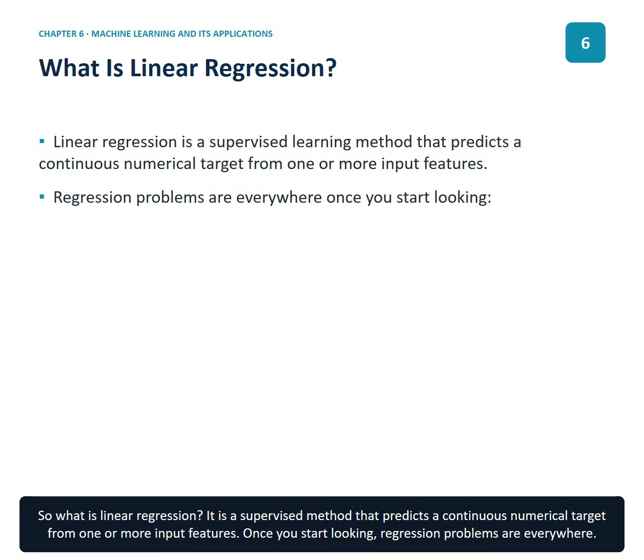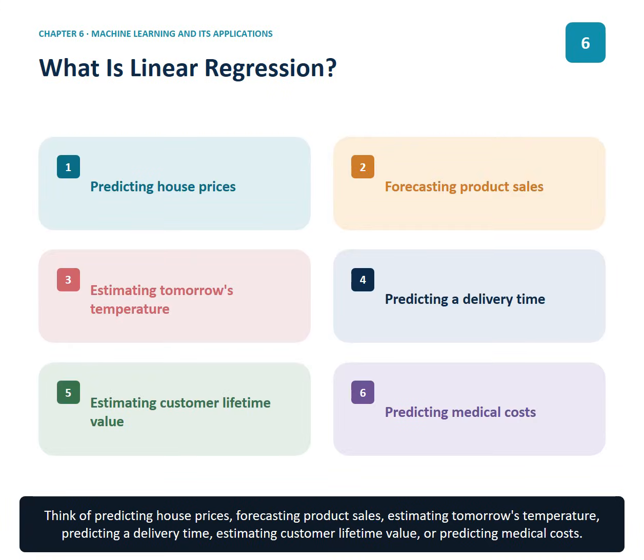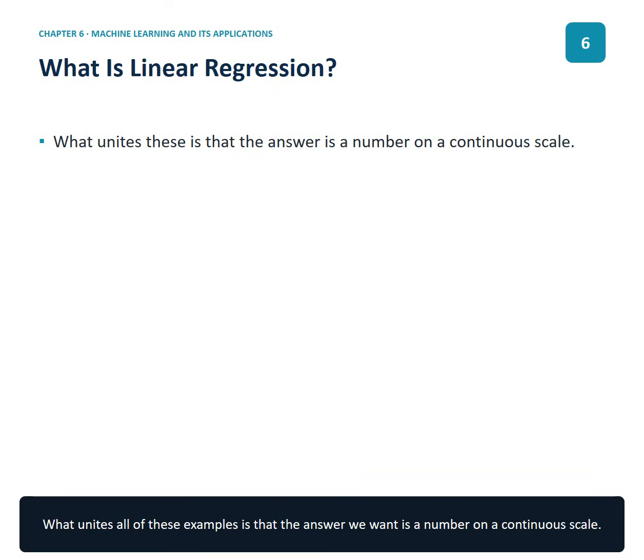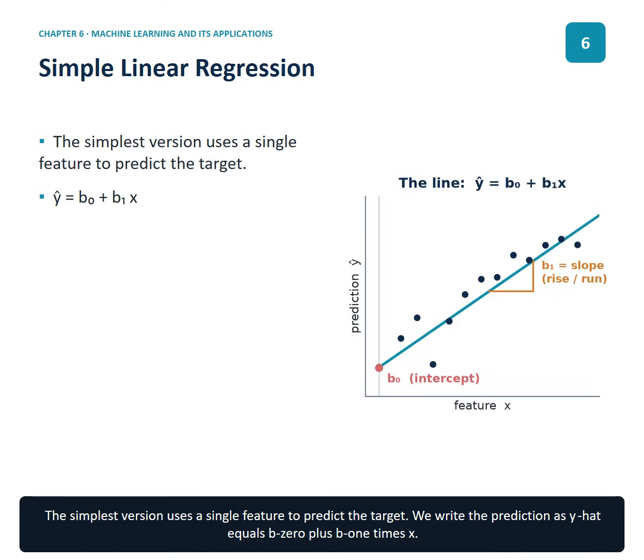Once you start looking, regression problems are everywhere. Think of predicting house prices, forecasting product sales, estimating tomorrow's temperature, predicting a delivery time, estimating customer lifetime value, or predicting medical costs. What unites all of these examples is that the answer we want is a number on a continuous scale. The simplest version uses a single feature to predict the target.